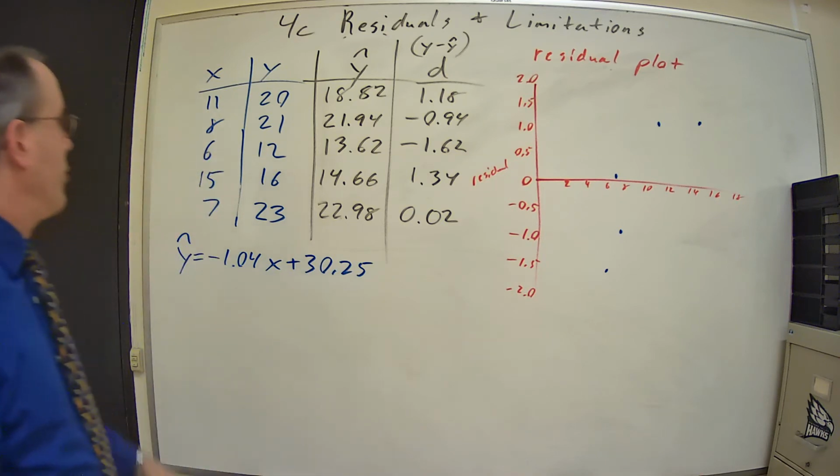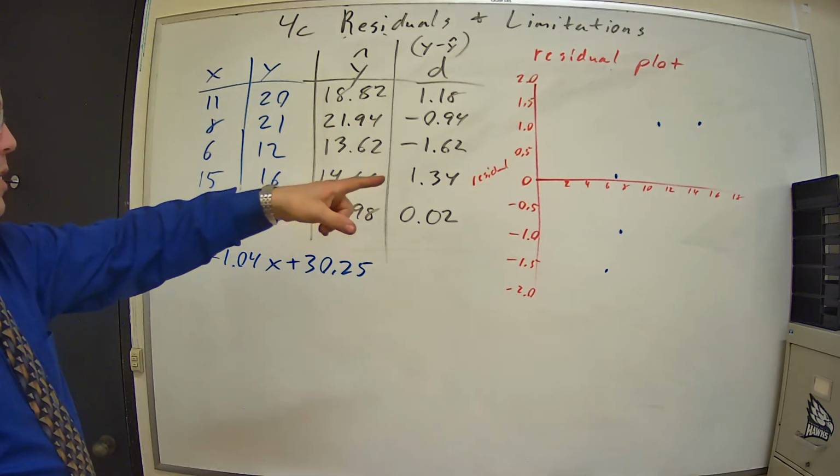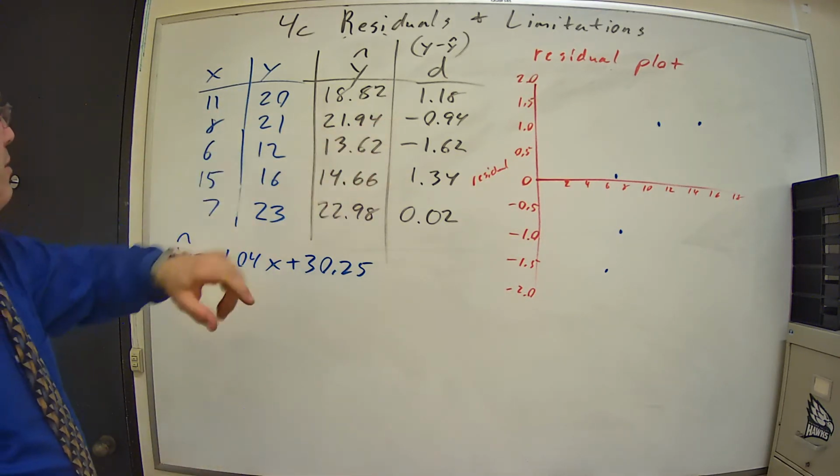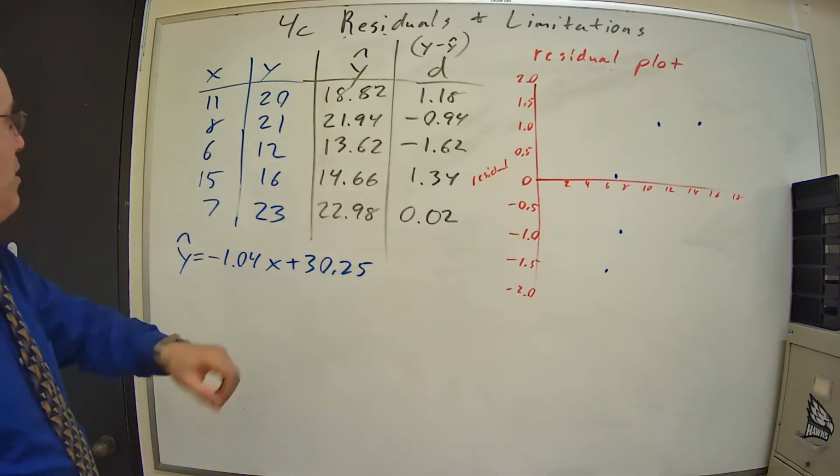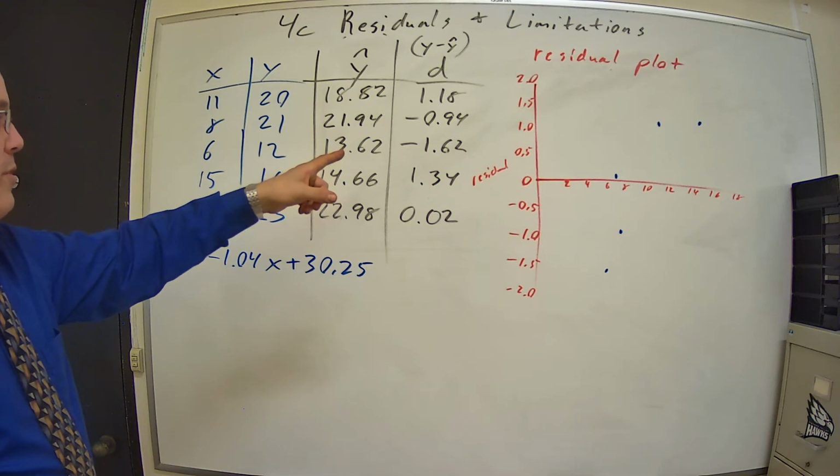And just make sure we've got that. So 11, 1.18. 8, negative 0.94. 6, negative 1.62.